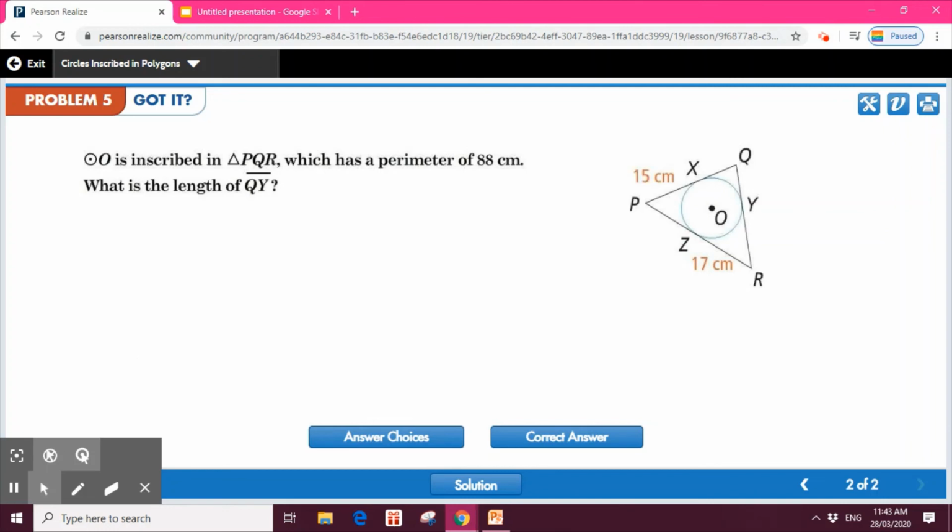Got it 5. From the figure, circle O is inscribed in triangle PQR, which has a perimeter of 88 centimeters. And what is the length of line segment QY? I'll give you 10 seconds to answer this question. Timer starts now.